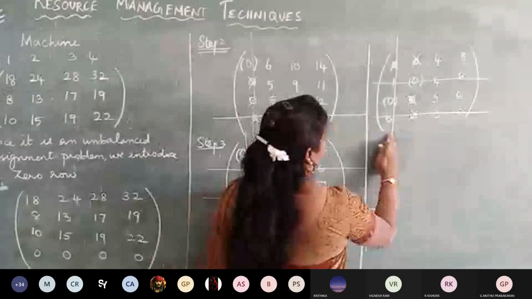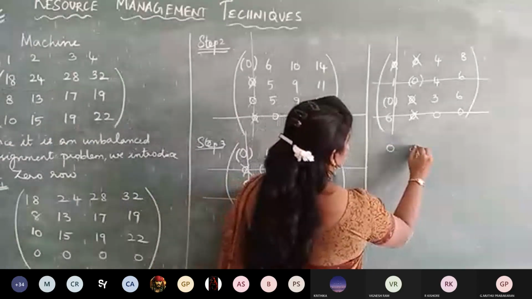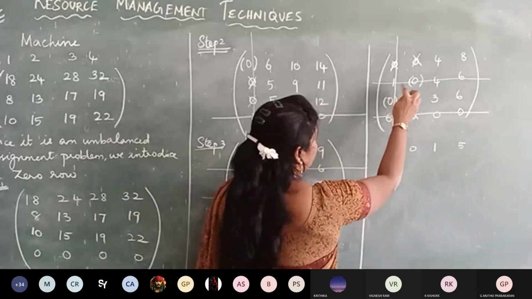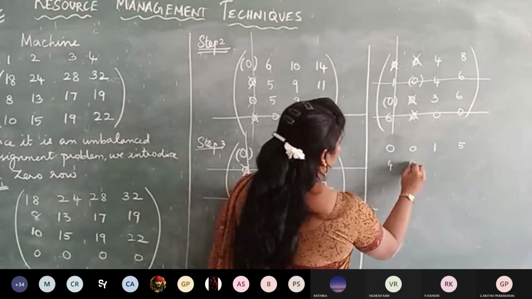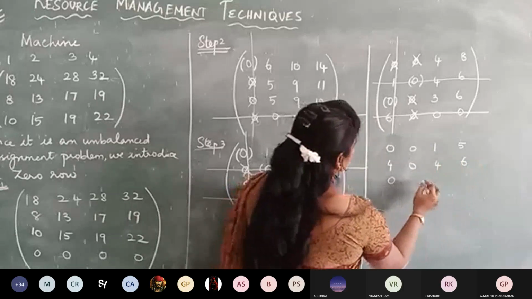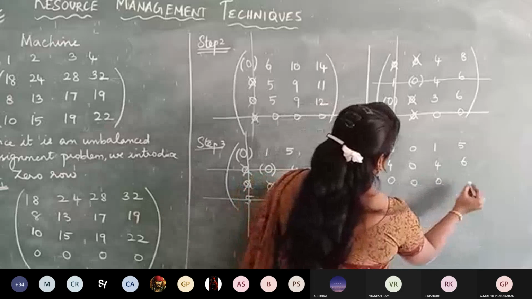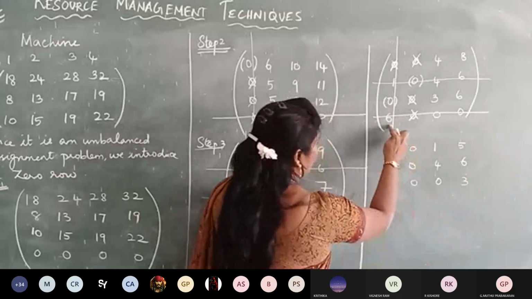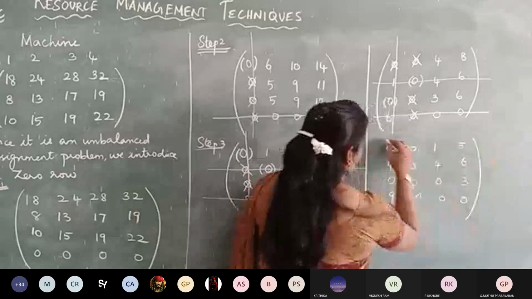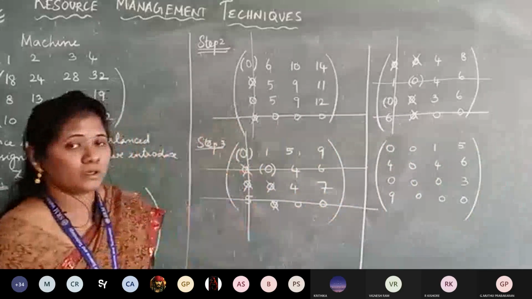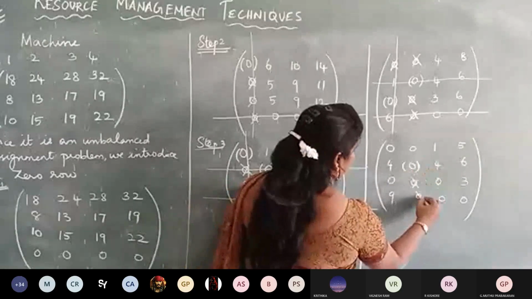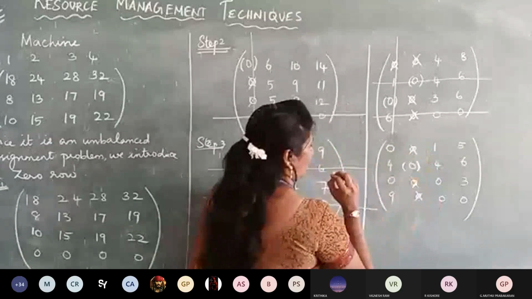So again, go on to the next step. It will become 0, 0, 1, 5. Here there's an intersection. It will become 4, 0, 4, 6, 0, 0, 0, and 3. Here you'll have to add, so it becomes 9, 0, 0, 0. We will try the allocation in this. Here's one allocation. This you cannot take. This you cannot take. This you cannot take.